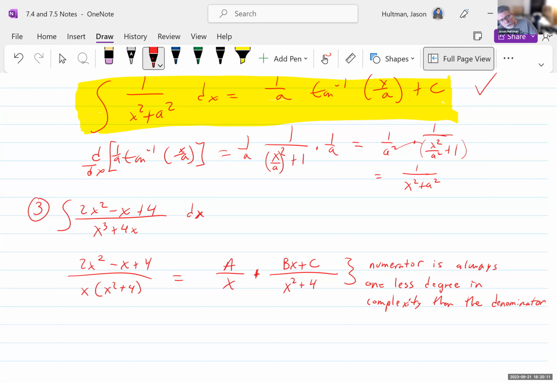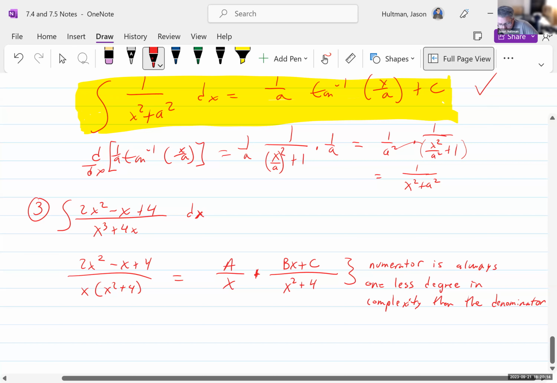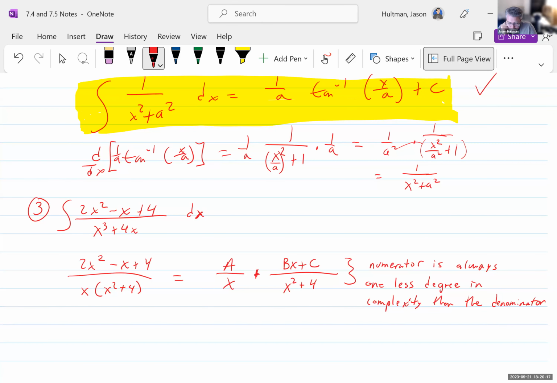Okay, so the numerator is always 1 less degree in complexity than the denominator. Again, we have to account for the fact that if it's a linear factor, then what's one degree less complex? A constant. If it's quadratic, what's 1 degree less complex? It's linear.